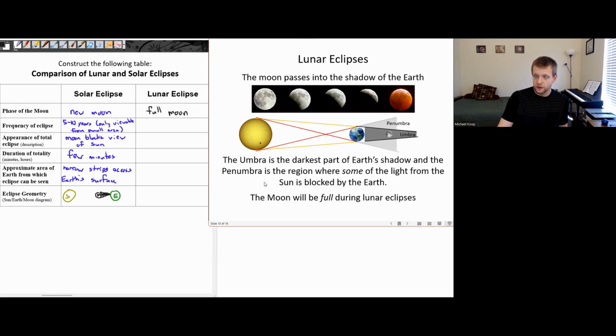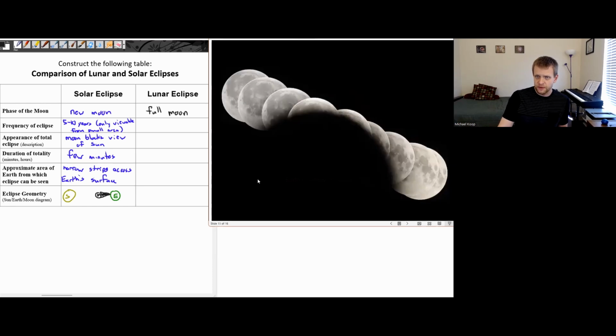And again, the moon will be full during those lunar eclipses. You can actually map out the shape of Earth's shadow in space. This is a sequence of images of the moon superimposed over each other. These images are rather difficult to take because we're on a moving platform with the Earth rotating as well, so getting everything lined up correctly is a little bit difficult. But you can actually see the shape of the Earth's shadow.